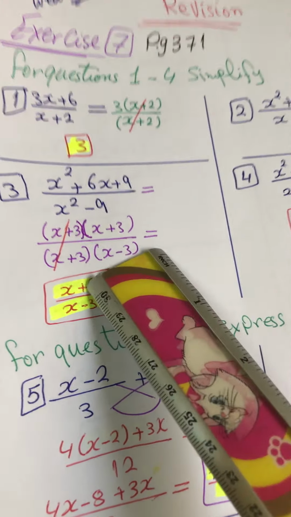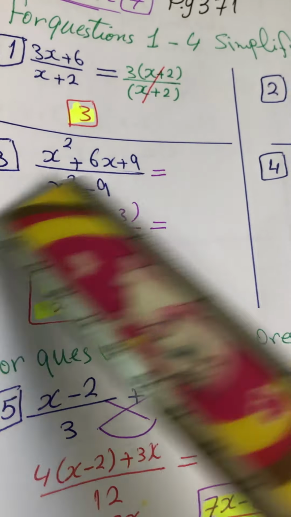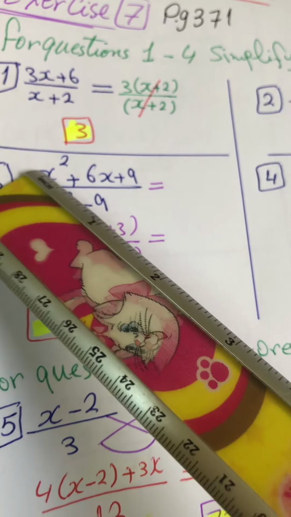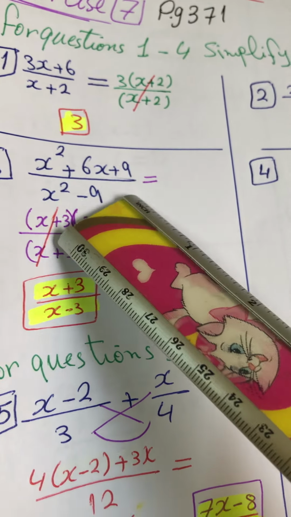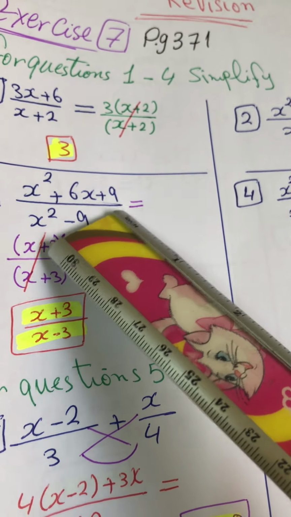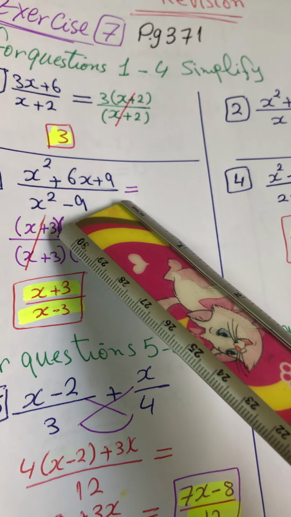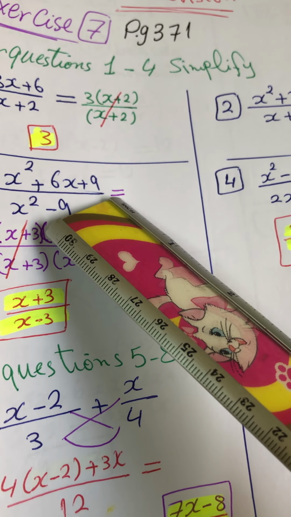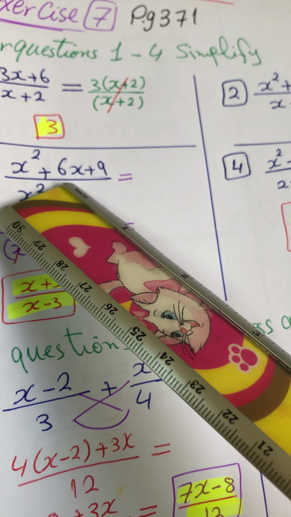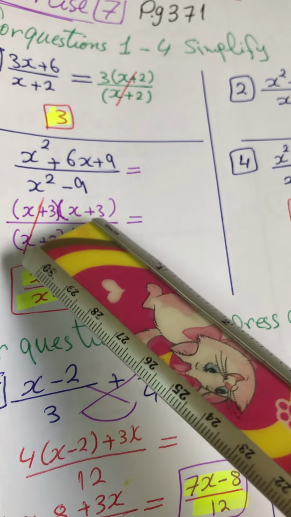I am still under the title Simplify. I have a fraction, factorize up and factorize down. Factorize up by opening two brackets. x squared is x times x. Positive 9 comes from positive times positive or negative times negative. But the middle term is positive, so I'll take positive times positive. 9, I'll take 3 times 3. The product is 9 and the sum is positive 6. So x plus 3 times x plus 3.